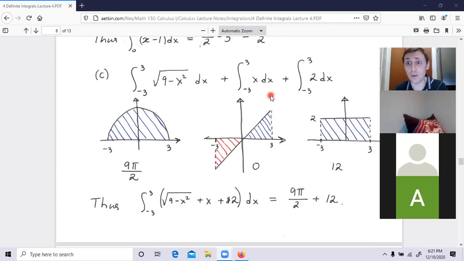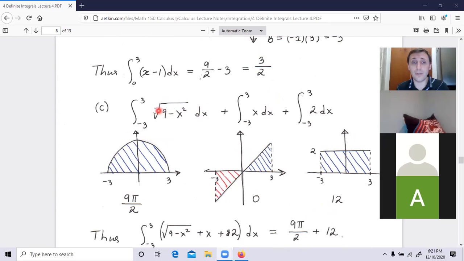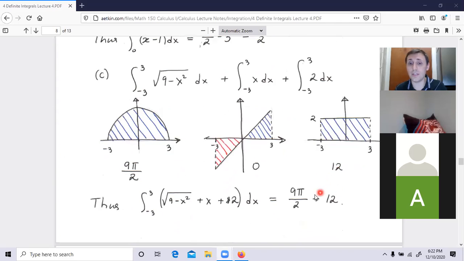So here is how we solve this particular problem. We can break it apart into the integral of root 9 minus x squared. And what is that from minus 3 to 3? It is half of a circle of radius 3. So its area is 9 pi over 2. The integral from minus 3 to 3 of x can be broken into positive and negative area. They cancel each other to 0, so it doesn't matter. And the integral of 2 is just the area of a rectangle of width 6, from minus 3 to 3, and altitude 2. So its area is 12. So the answer is 9 pi over 2 plus 12. Good?